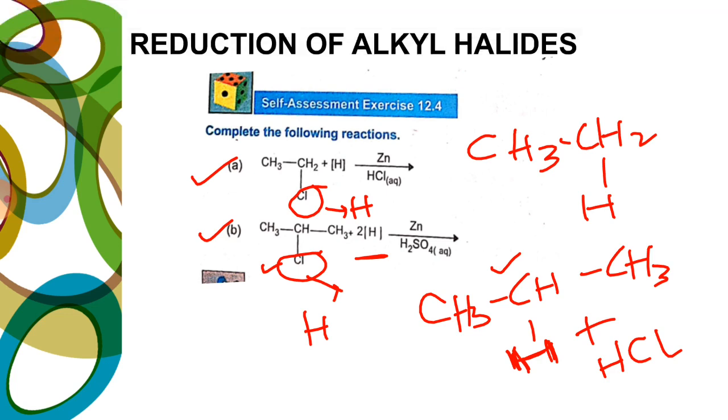So in today's lecture we discussed how alkanes are prepared from alkenes and alkynes and from alkyl halides. From alkenes and alkynes we prepared alkanes through the process of hydrogenation, and from alkyl halides we prepared alkanes through the process of reduction. So this was all for today. We will discuss our next topic in our upcoming lecture.